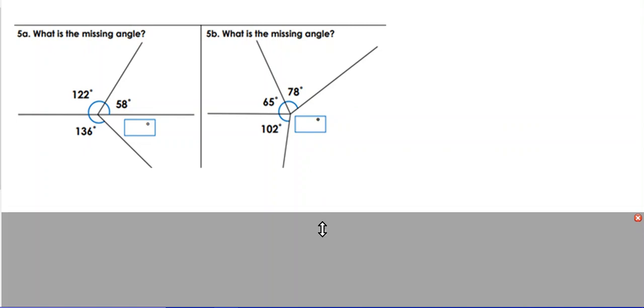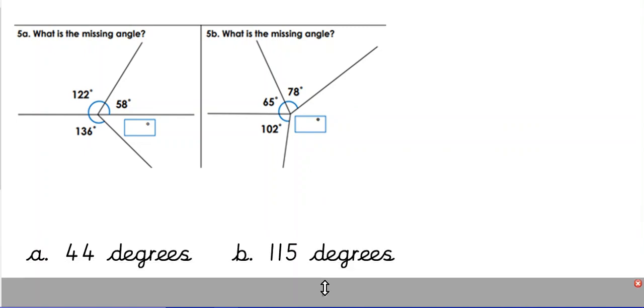Okay, then let's have a look at the answers. So, A is 44 degrees and B is 115 degrees. So how I would have calculated this, I would have added together 136, 122 and 58, and then I would have subtracted that answer from 360. For B, I would have added together 102, 65 and 78, and then again I would have subtracted it from 360, because remember, angles around a point add up to 360 degrees.